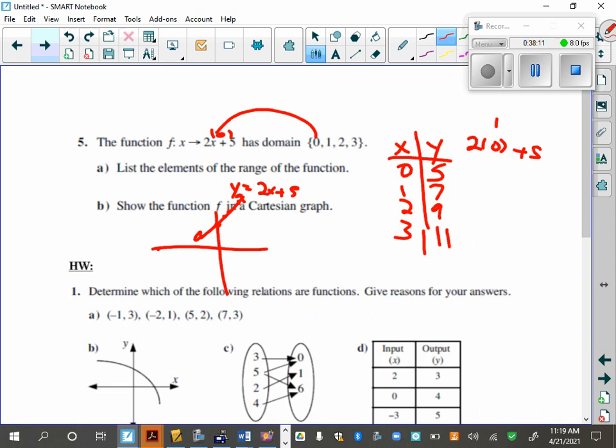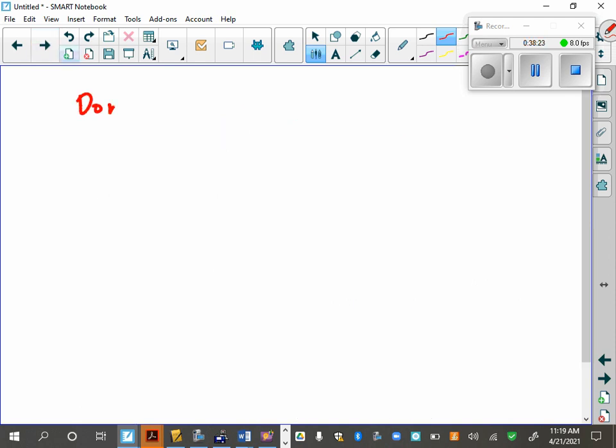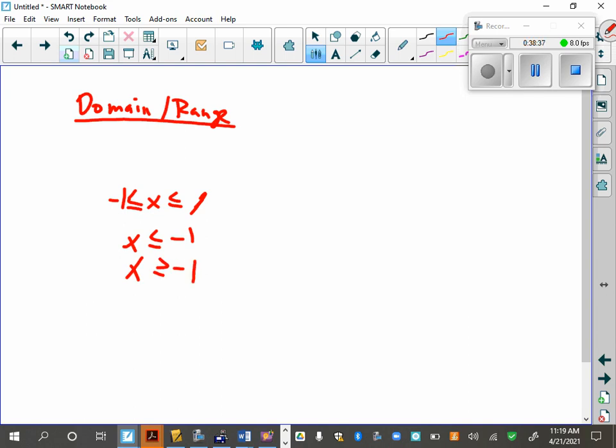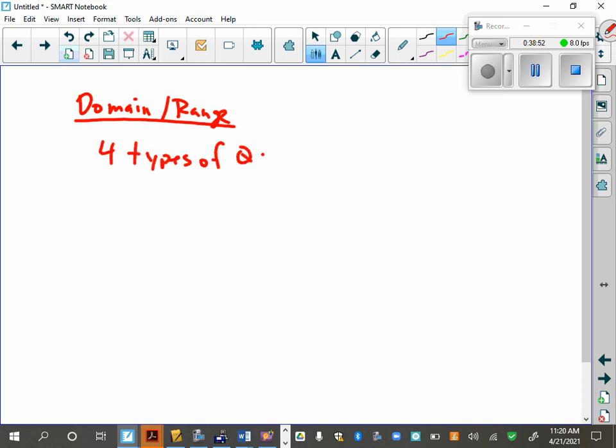Now, Trevor reminded me to write down a little summary on domain and range. If you're having a hard time understanding what to put, whether you put this, or this, or this, you can't guess, they all look kind of similar. You have to know what they mean. So there's really 4 types of these questions. First one is arrows that go on forever.